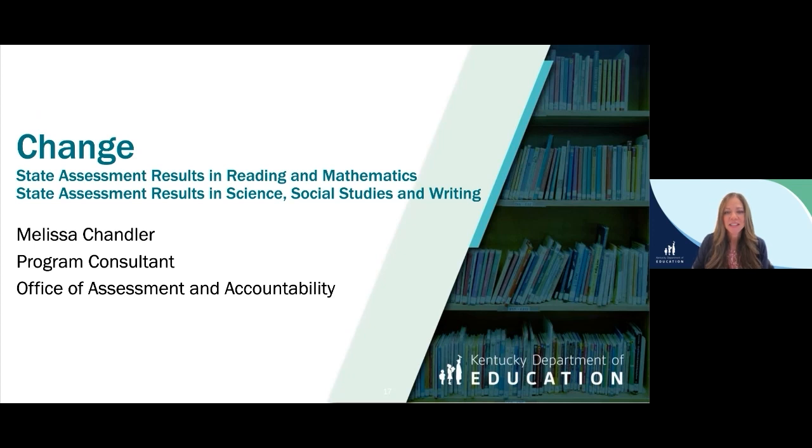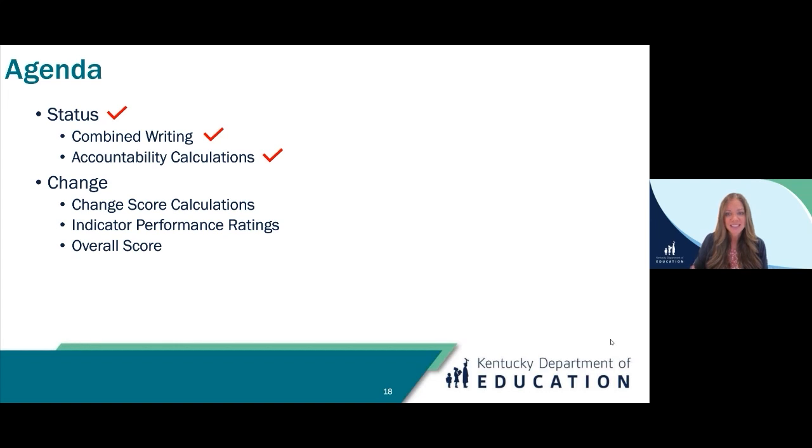I'm Melissa Chandler, and I'm a consultant in the Office of Assessment and Accountability. For this section of the training, I'm going to focus on change, which is the newest component in our Kentucky State Accountability System. In her portion of the training, Lisa provided us with details regarding status, including information about combined writing and status accountability calculations. So let's move on to the details for change. I'll cover change score calculations, indicator performance rating, and finally, how to determine your overall score.